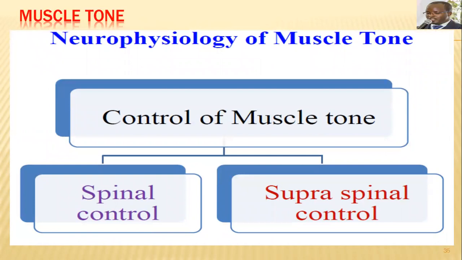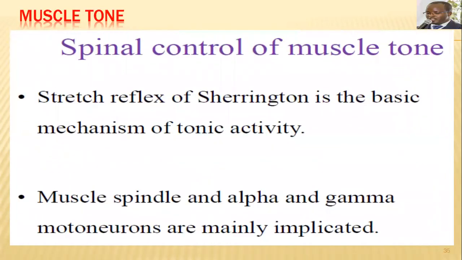So the physiology of muscle tone, control of muscle tone. There are two control areas of muscle tone: the spinal control of muscle tone and supraspinal control. Spinal control is at the level of the spinal cord. The supraspinal control is above, so you're talking of the higher centers of the brain that can also control muscle tone. Let's start by discussing the spinal control of muscle tone.